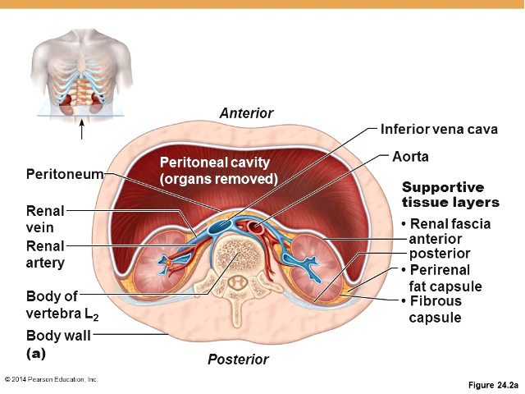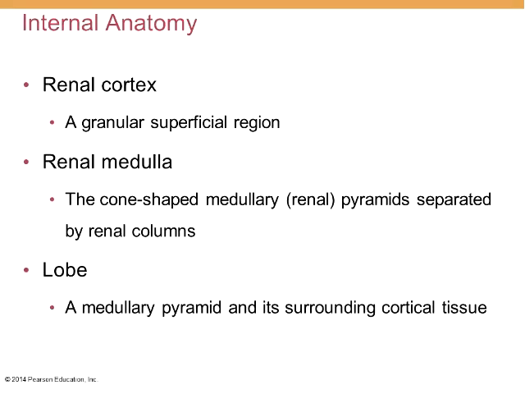What you're seeing is the renal fascia, the anterior and posterior perirenal fat capsule and the fibrous capsule. You can see those layers as we go in, and you can see that there's that fat that surrounds them on purpose to give us that protection. It's there on purpose.